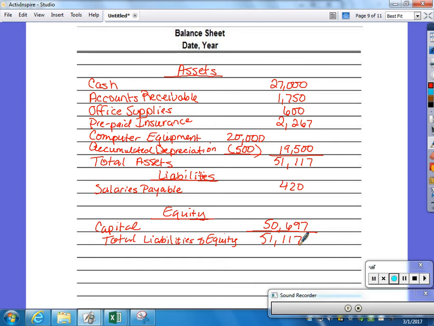What's the next thing to do? Post-closing insurance. Oh, yeah, sorry. Closing journal entry so that you can complete a post-closing trial balance. Do you guys have this before I go to the next thing?